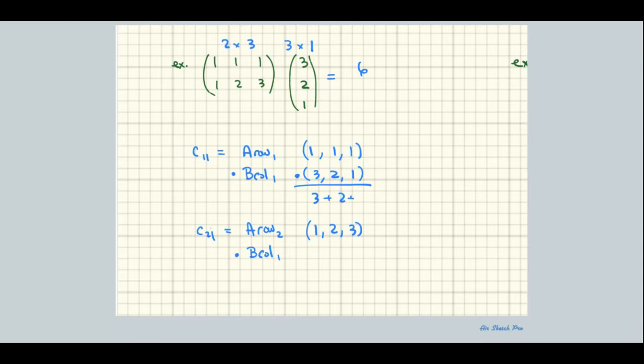In any case, the dot product doesn't change. It's still 3 plus 2 plus 1, which is 6. Now, A row 2 is 1, 2, 3. B column 1 stays the same, 3, 2, 1. Now, what's the dot product, guys? Everyone give me the dot product. I've got 18 students. I want to see 18 answers on this.